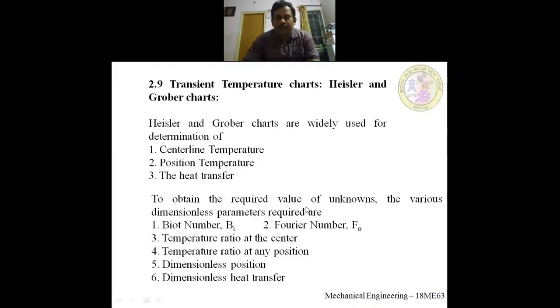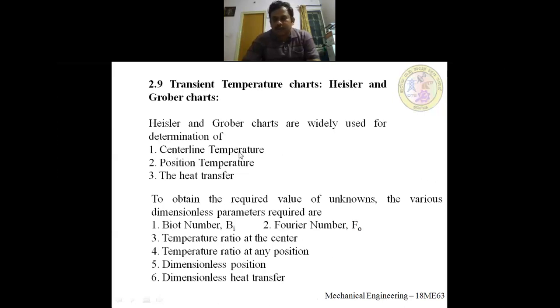So in today's class, we are going to learn about Heisler and Grober charts. These charts are used when the Biot number is greater than 0.1. If the Biot number is less than 0.1, we use lumped parameter analysis. If the Biot number is greater than 0.1, we use these charts, that is, Heisler and Grober charts. These are used for determination of center line temperature, position temperature, and the heat transfer. For each parameter there is a separate chart.